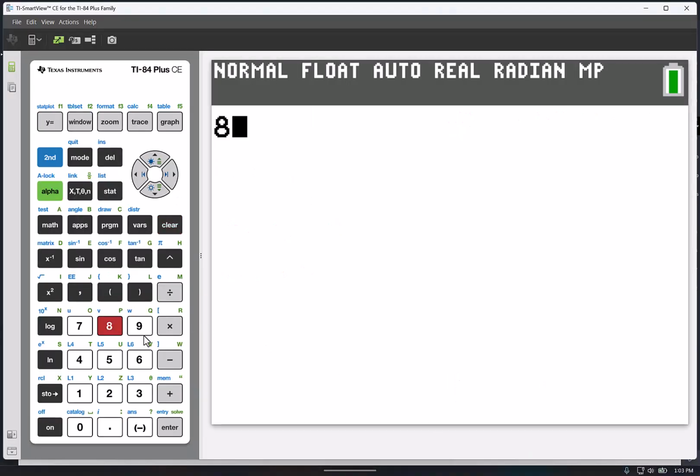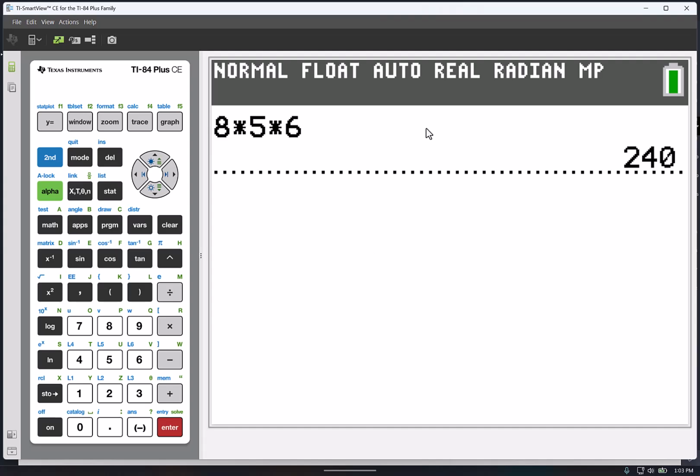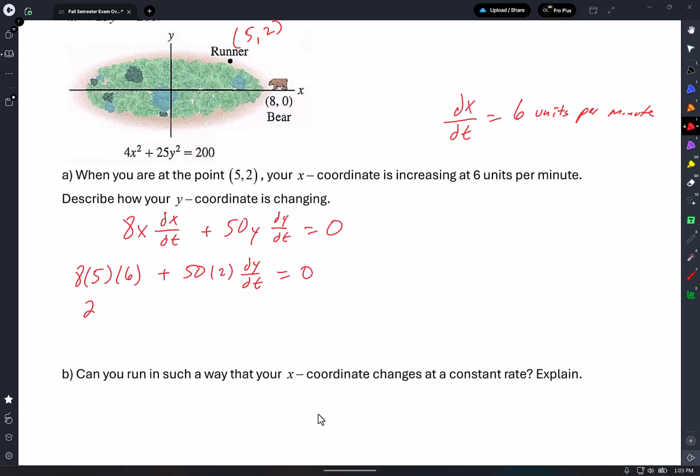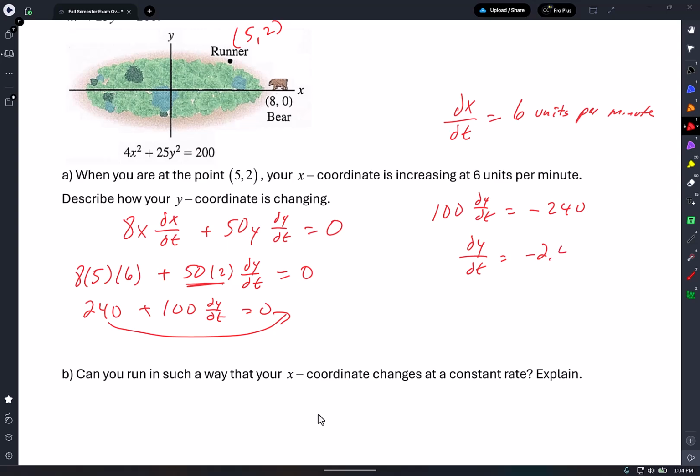8 times 5 times 6 is 240. Could we have done it without a calculator? Probably, but I just wanted to show that there. So this is 240 right here, plus 50 times 2, which is 100, dy/dt equals 0. Move that 240 to the right, so we have 100 dy/dt equals negative 240. Then we divide by 100, so dy/dt equals negative 2.4.